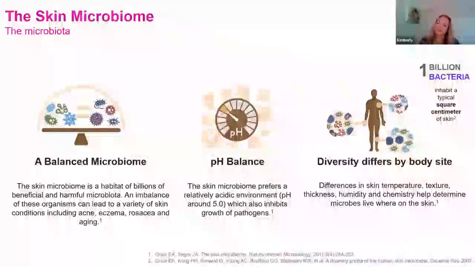And the diversity of this microbiome differs depending on where you're looking on the skin. So as you all know, because we all have skin, the skin is different in different parts of our body. The skin on the face is different than the skin on the lower leg versus the hand, for example. And these differences in the temperature, texture, thickness, humidity, and even the chemistry of what's produced on that surface of the skin help determine what microbes get to live there.